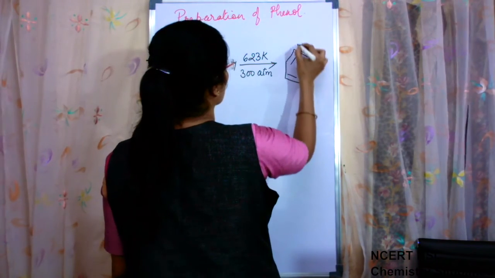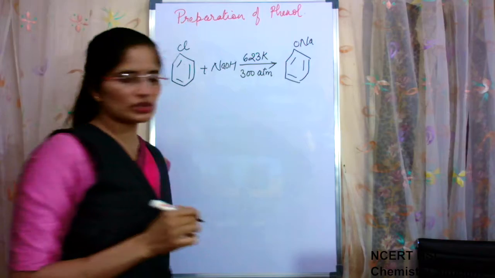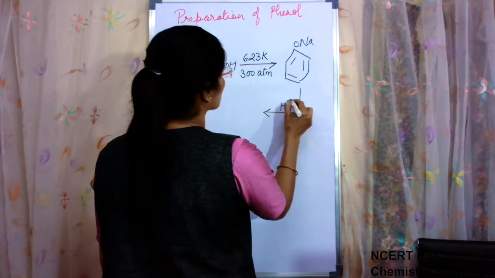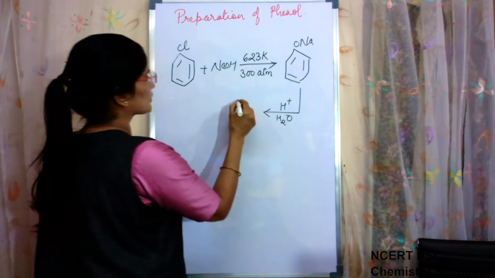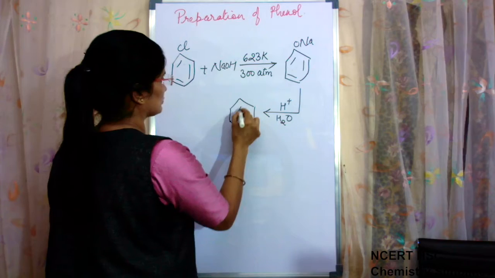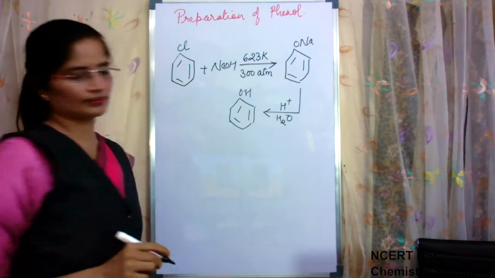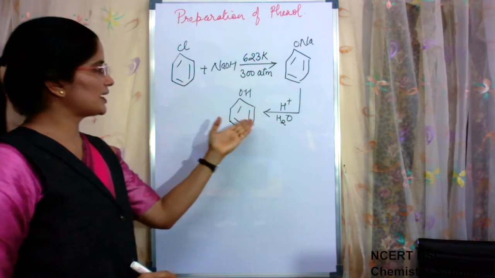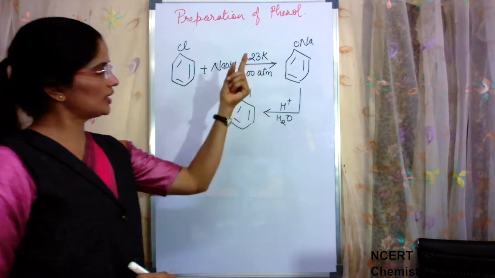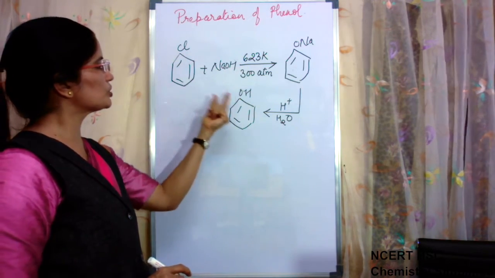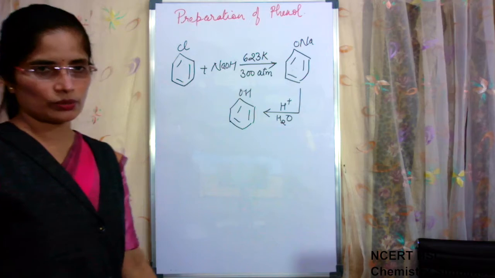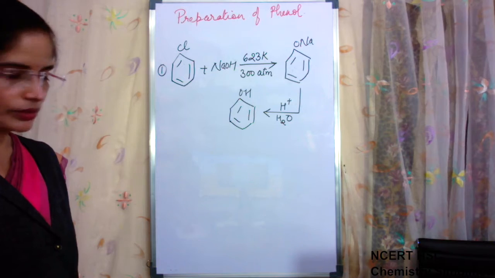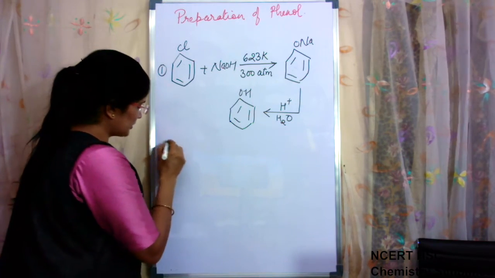Then in the next step, ONa is introduced here, which on hydrolysis forms phenol. So this reaction takes place under drastic conditions, hence it is possible to substitute chlorine with the OH group. So this is one of the methods of preparation of phenol. Now, the second method.